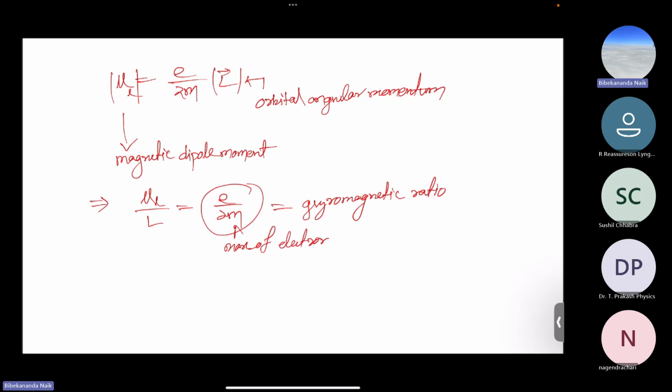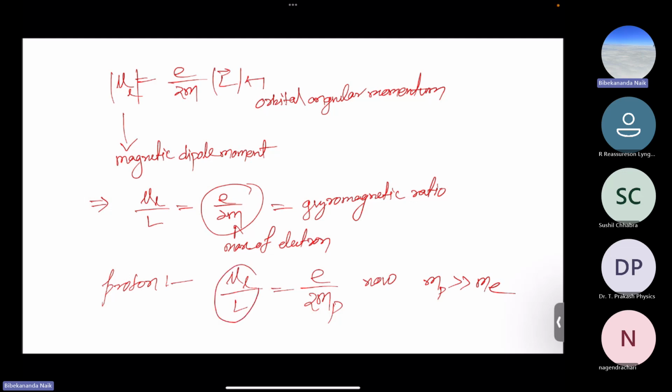This is the mass of the electron. Now similarly, if you consider a proton, then mu L by L for the proton will be e by 2mp. Now, if you see, the mass of the proton is very, very much larger than the mass of the electron. So the ratio for the proton will be very, very small in comparison to the ratio of the electron, isn't it?